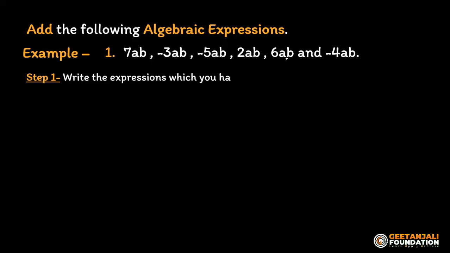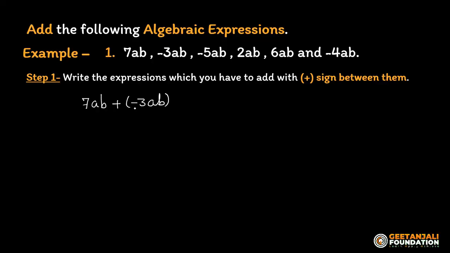In the first step, we write the expressions which we have to add with a plus sign between them. So we have to add all these expressions, and we will write all of them. So we will write 7ab plus, it is minus 3ab. I have put a bracket over here so that you can distinguish this was plus and this is now minus, plus minus 5ab plus 2ab plus 6ab and plus minus 4ab. So there are these many expressions which we have to add.